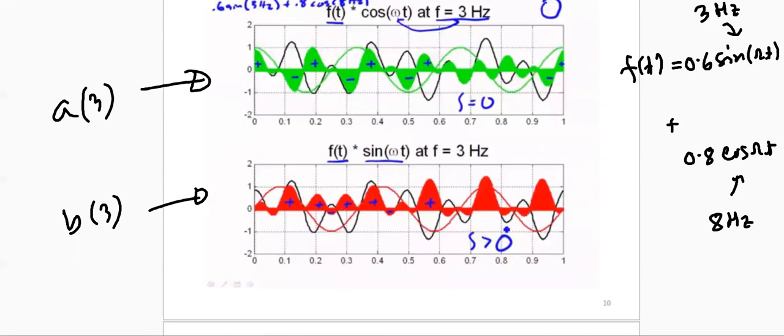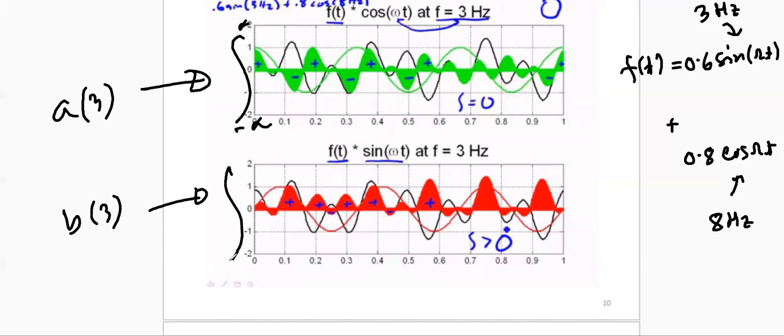Whenever we multiply the unknown signal x(t) with our known signal cos(2π·3t), we get this kind of area. You have seen that there are some positive and negative parts, and even by eye, if you sum all of it from minus infinity to plus infinity, you get approximately 0, because the positive and negative parts cancel each other.